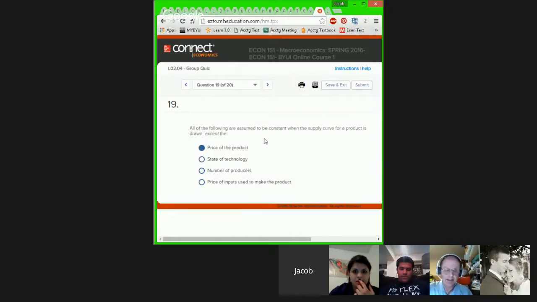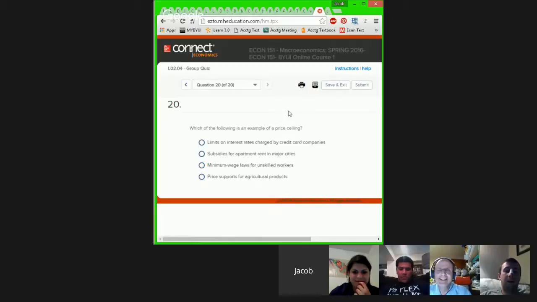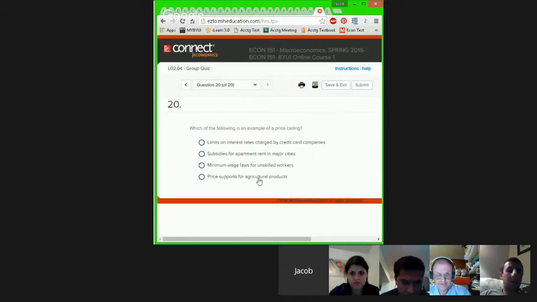All right, let's move on to number 20. Last one. Which of the following is an example of a price ceiling? Limits on interest rates charged by credit card companies, subsidies for apartment rent in major cities, minimum wage laws for unskilled workers, or price supports for agricultural products.